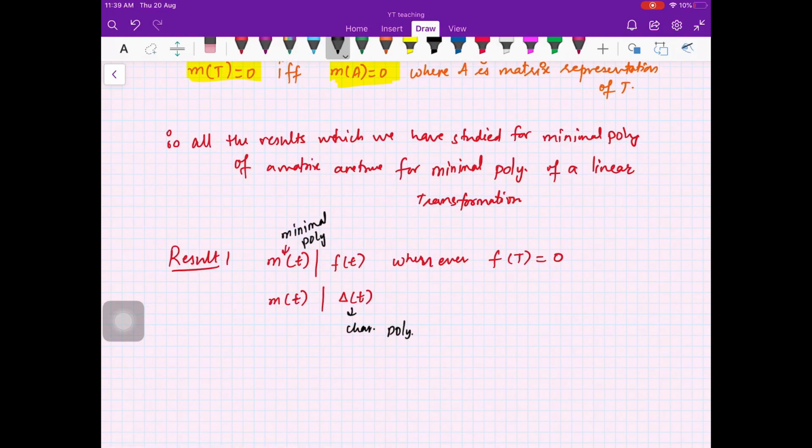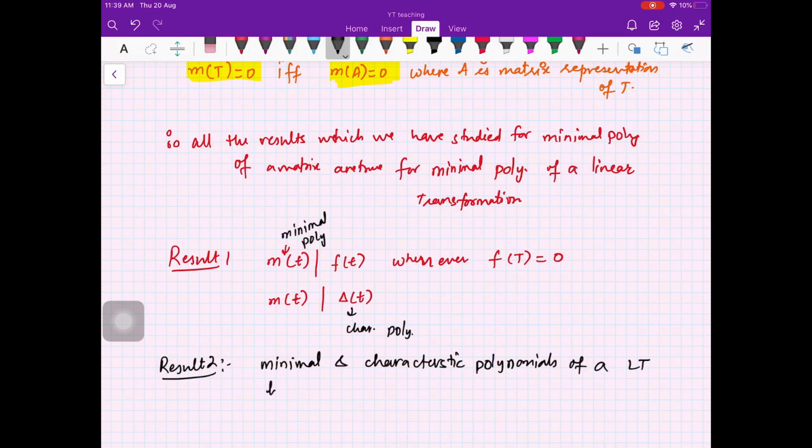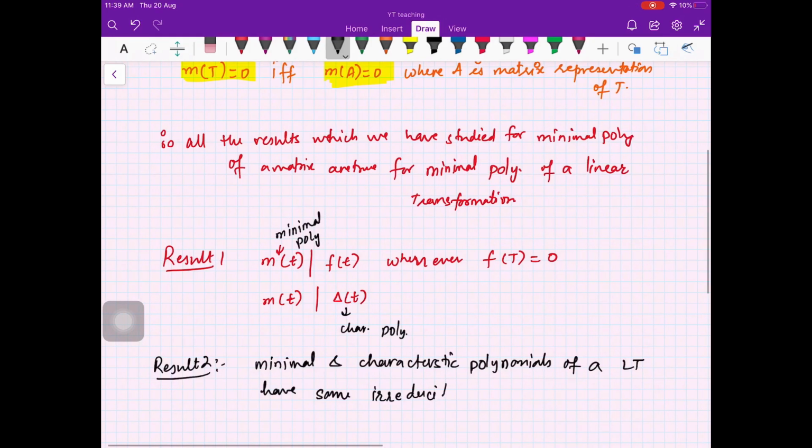The second result was that the characteristic and the minimal polynomial have the same irreducible factors. Result 2: the minimal and characteristic polynomials of a linear transformation have the same irreducible factors. For the proof, you can see the last 3 or 4 videos, right?